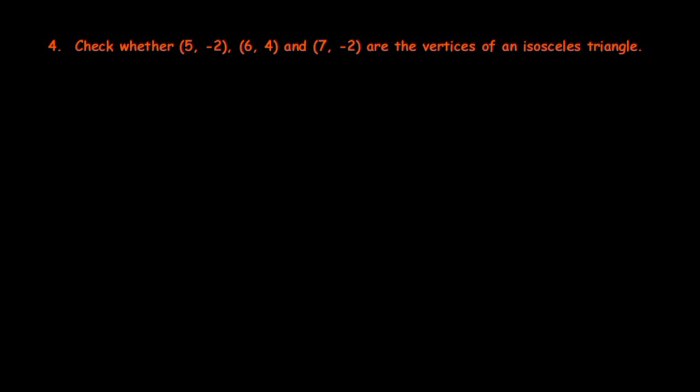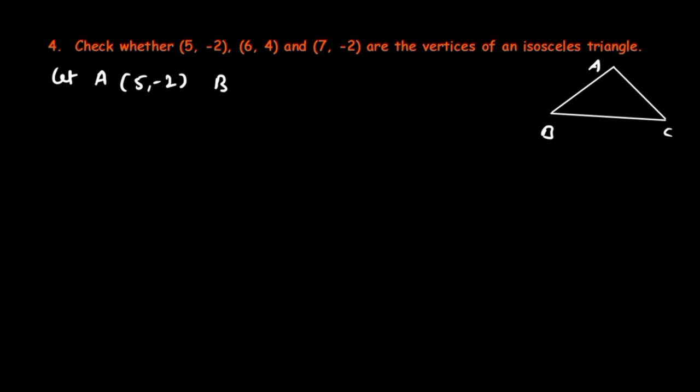Next important question: check whether the given 3 points are the vertices of an isosceles triangle or not. So what is the meaning of an isosceles triangle? Yes, a triangle which has two sides of the same length, right? Any two sides having the same length is called an isosceles triangle. So to prove it, we have to prove that the lengths of two sides, meaning the distance between any 2 points, are equal. The given 3 points I am going to take are A (5, -2), B (6, 4), and C (7, -2).